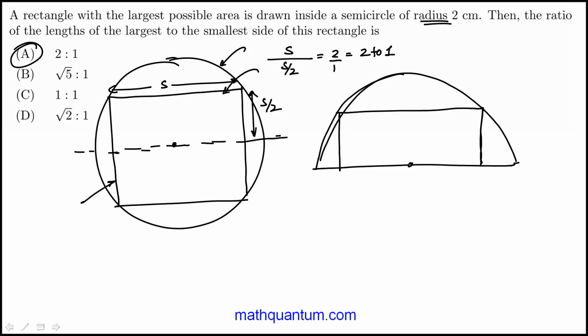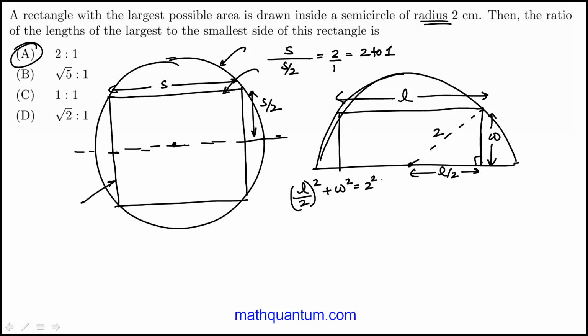So this radius is 2. Let's call that length L. This width is W. This would be half of L over W. So our first relationship in this right triangle, from the Pythagorean theorem, is (L/2)² plus W² equals 2². So L²/4 is 4 minus W². So L² is 4 times (4 minus W²).